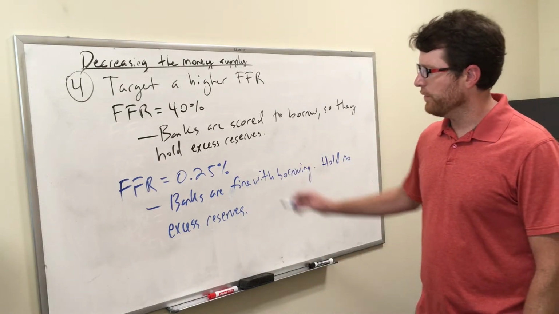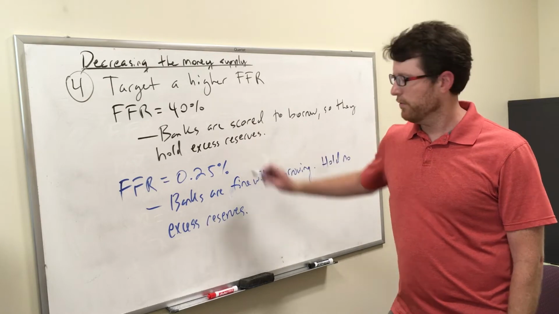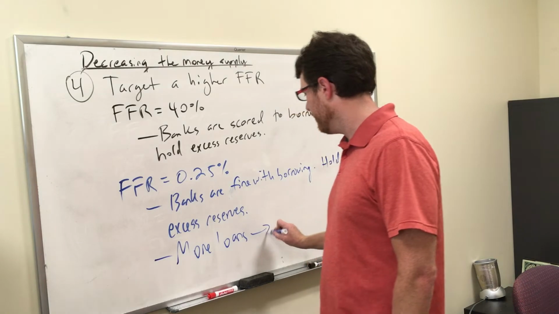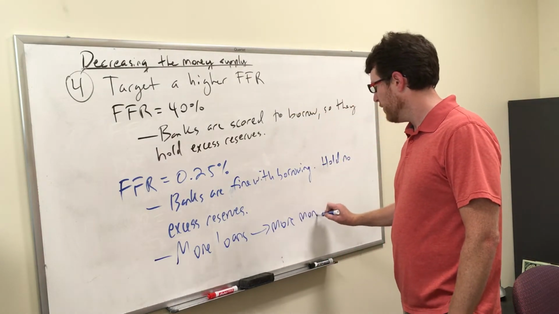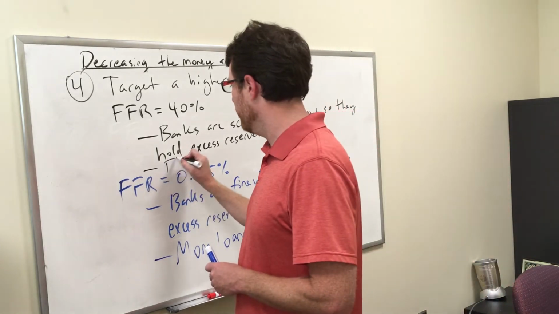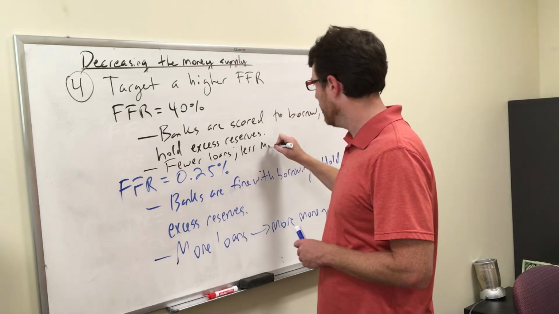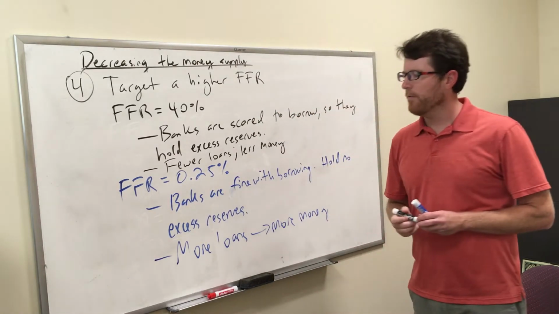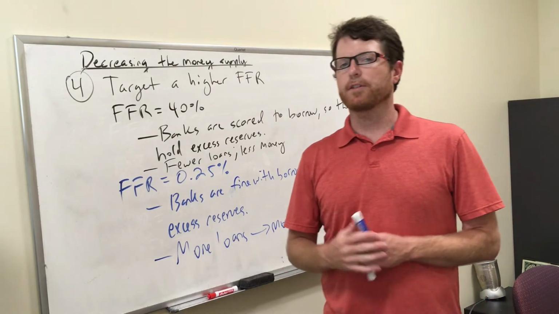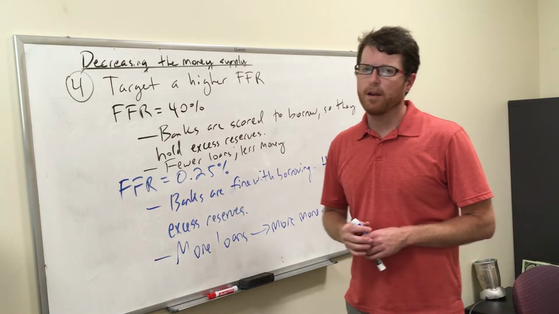So in these two scenarios, the lower federal funds rate would lead to more money because banks would make more loans. Okay, so what you get down here is more loans, which means more money. Comparatively, if the federal funds rate is 40%, that means fewer loans and less money. So the higher the federal funds rate, the less money there will be in society, simply because of the bank's actions.